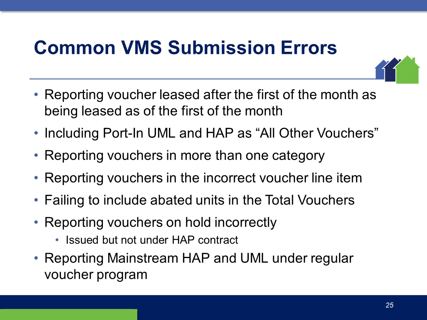There are several common errors that PHAs make when submitting their data to VMS. It is helpful to keep these in mind so as to avoid them. These errors include reporting voucher leased after the first of the month as being leased as of the first of the month, including port-in UML and HAP as all other vouchers, reporting vouchers in more than one category, reporting vouchers in the incorrect voucher line item, failing to include abated units in the total vouchers, reporting vouchers on hold incorrectly, issued but not under HAP contract, reporting mainstream HAP and UML under regular voucher program.